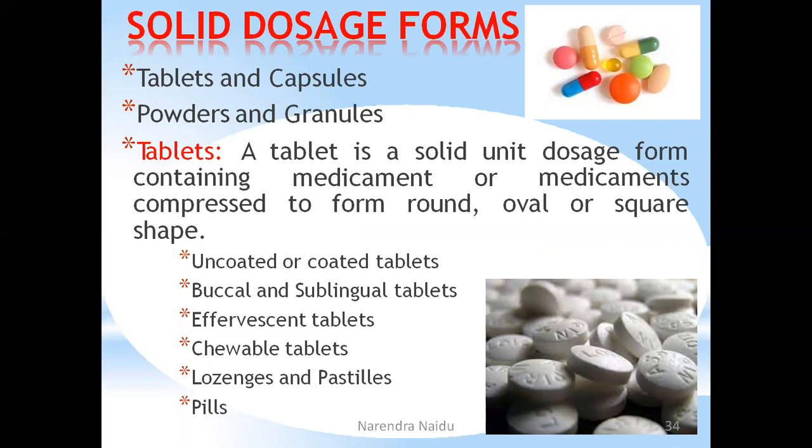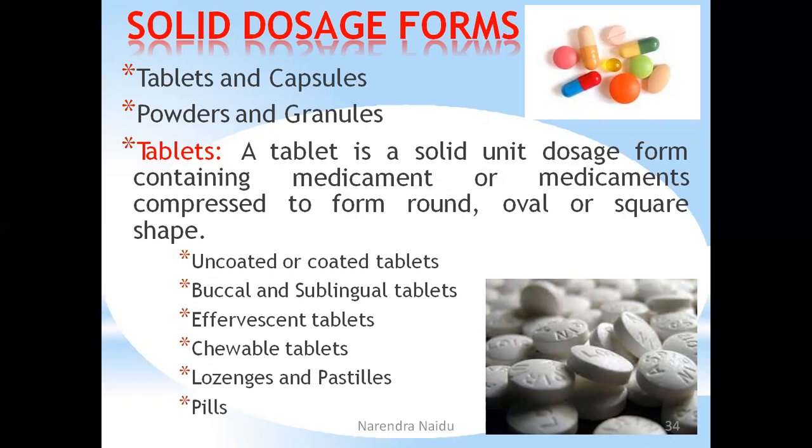So you see tablets. What is a tablet? A tablet is a solid unit dosage form which contains medicament. You know, a tablet is a solid dosage form. It looks like a solid. So it is a solid single unit dosage form which contains medicament, and the medicament is compressed to form a round, oval or square shape.